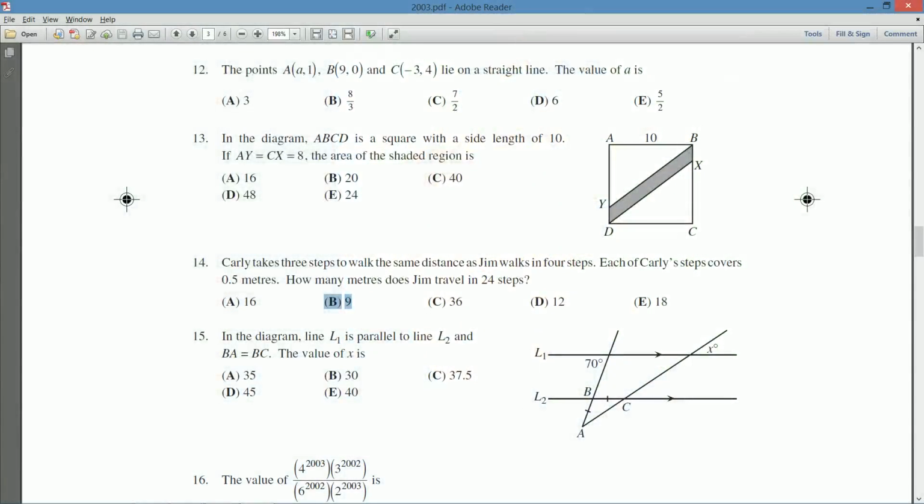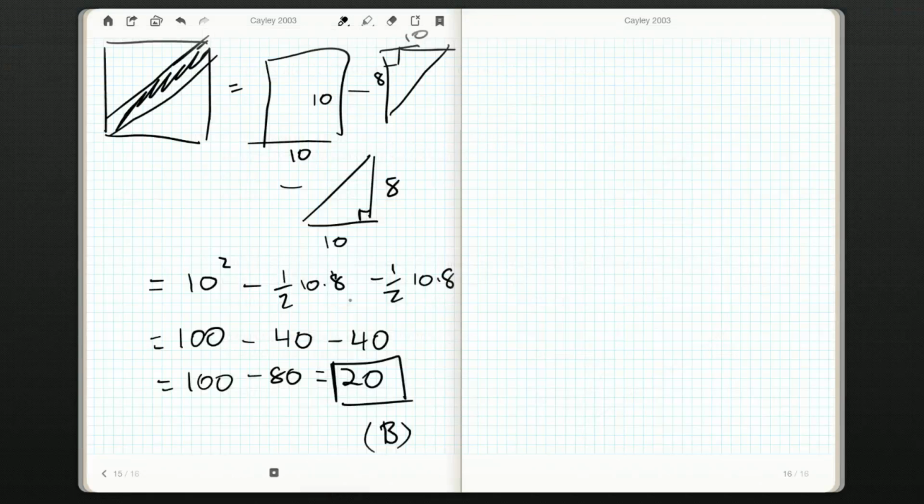So what I'm going to do right now is figure out how much each step of Jim covers, what sort of distance, and then we can just multiply that by 24. I think that's a great way to do it too. Both of them are fine, and if you latch onto the idea really quickly, it's just a simple calculation.